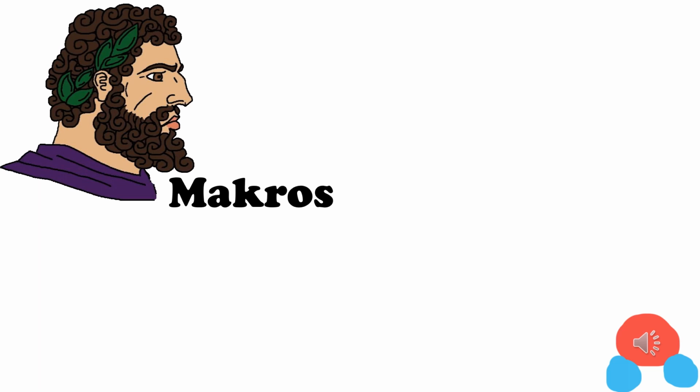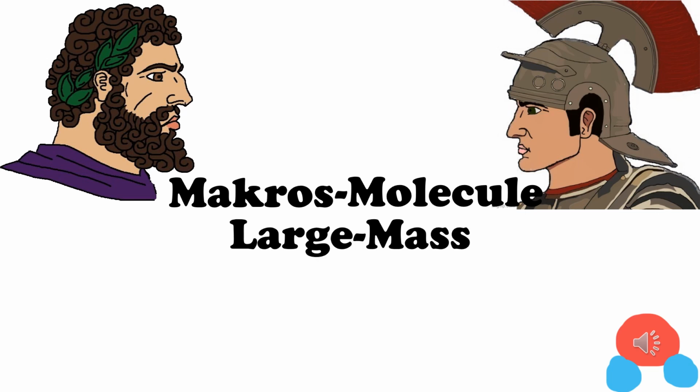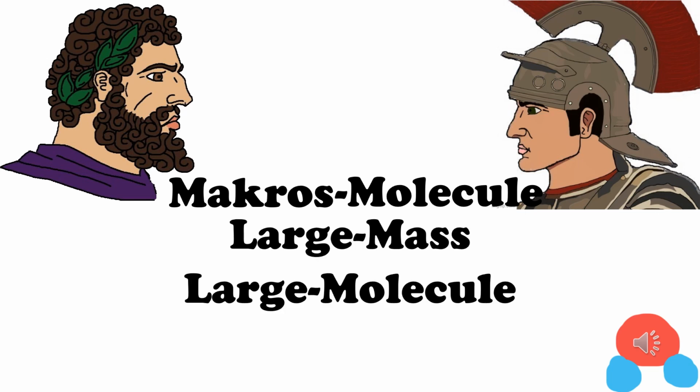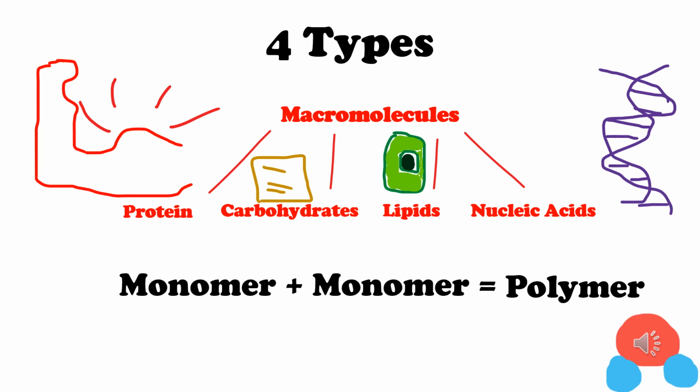In this video, we'll be talking about macromolecules. Macromolecule comes from Greek macros for large, and molecule comes from moles in Latin for mass. This literally means large mass or large molecule. Macromolecules are essential to life, and there are four types of them: proteins, carbohydrates, fats, and nucleic acids. These are known as polymers, which are made of monomers coming together.